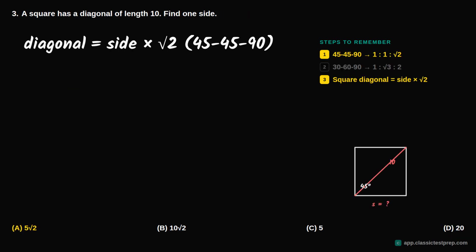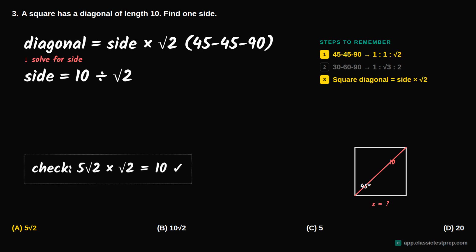Question 3, a square has a diagonal of 10. Find one side length of that square. The diagonal splits the square into two 45, 45, 90 triangles. So step 3 is to sort of combine a couple of steps for a little bit more difficult question. The square's diagonal is the side length times root 2. So if the square has a diagonal of 10, we can use the first ratio to figure out.